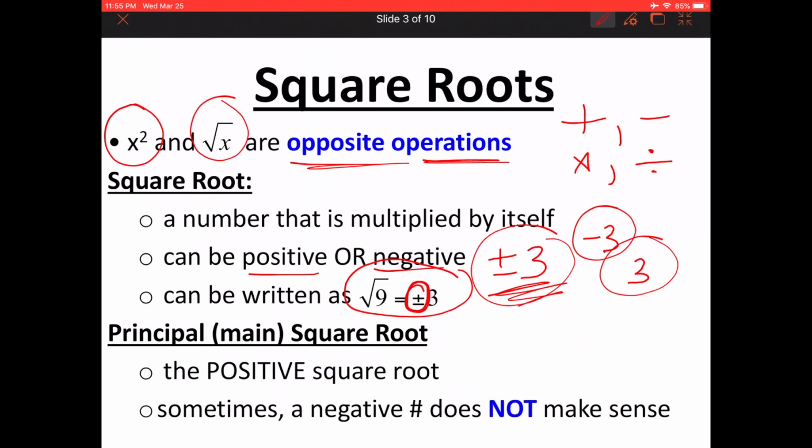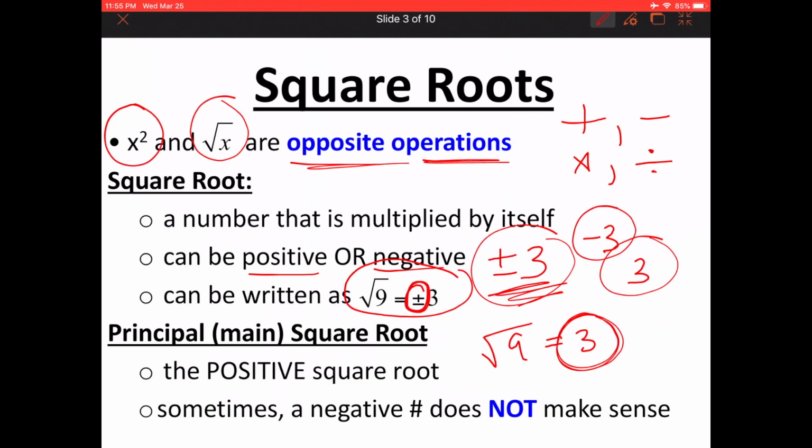Sometimes, however, including today in one of our word problems, you'll see that you're only asked for the main square root, okay? And whenever you're asked for the principal square root or the main square root, we're always talking about the positive number. And for example, even in your calculator, if you take the square root of 9, your calculator only tells you 3 because that's the principal square root.